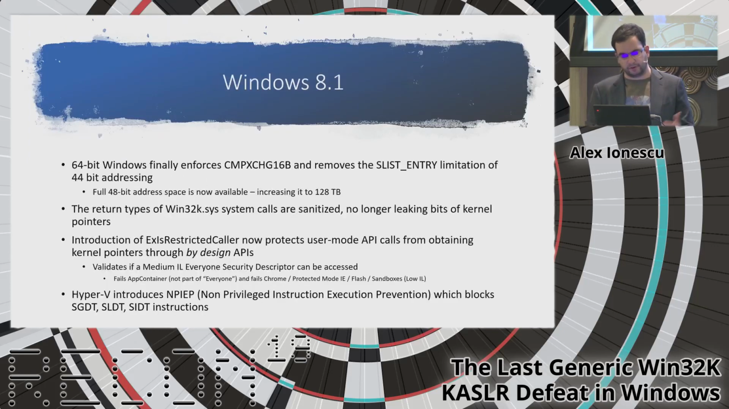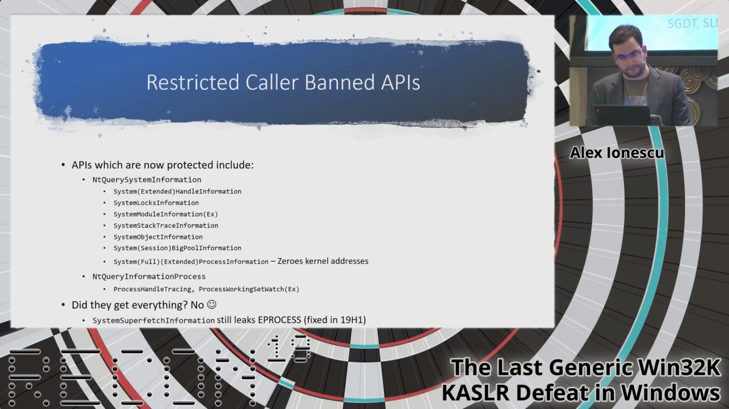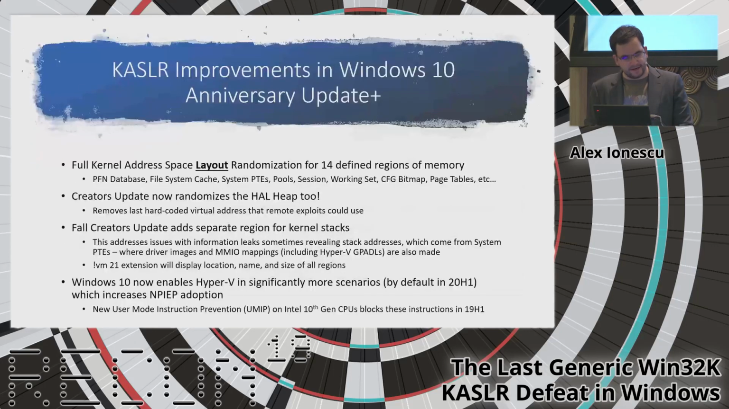Still, though, with all these improvements, we're better than Vista, which isn't saying much. In Windows 10, that's when they finally introduced, in the Anniversary Update, full address space layout randomization. So now you have 14 different defined regions of memory, things like the PFN database, the file system cache, the system page tables. All of them are randomized except one, the HAL heap. So the HAL heap remained at a fixed address because it was a little bit harder to get that one. In Creators Update, so in Redstone 2, they fixed that one as well.